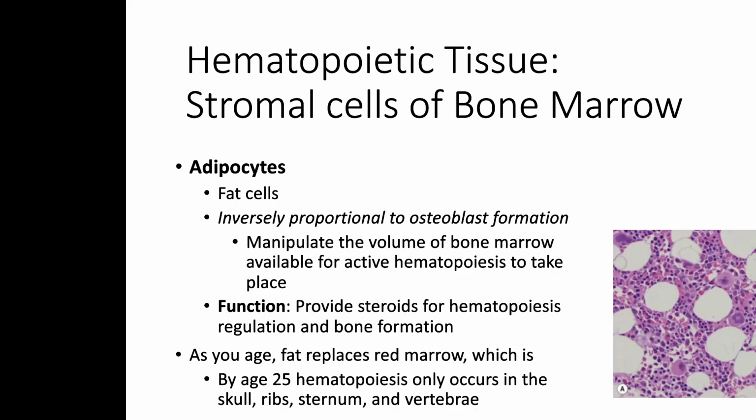Adipocytes are usually inversely proportional to the osteoblast formation. And it helps manipulate the volume of the bone marrow, which sort of determines where active hematopoiesis can take place. The function of the adipocyte is to provide steroids for hematopoiesis regulation and bone formation. As you age, you start to lose a bit more of that red marrow and get that replaced by fat.